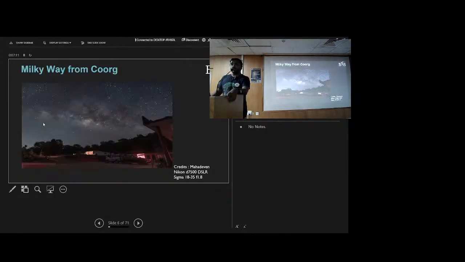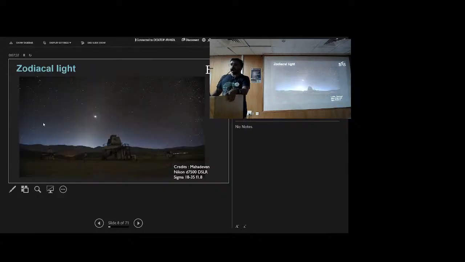But what are the additional things that we have done here to take this? We have been to a very dark place. Like Nandan just mentioned in his talk, we have access to certain dark places in South India. So this was taken from Coorg, where we used to have our star parties.